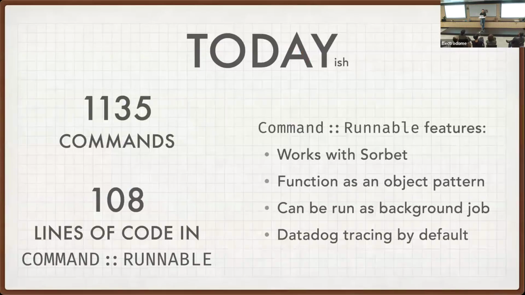And that was the last change, which brings us 2 years later up to today, where we have about 1,135 commands. That command runnable module is 108 lines of code long, and it basically gives you just 4 things. It makes sorbet work properly. It gives you that function as an object design pattern out of the box. You can run your commands as background jobs, and you get the free Datadog tracing. That's where we sit today with the codebase.